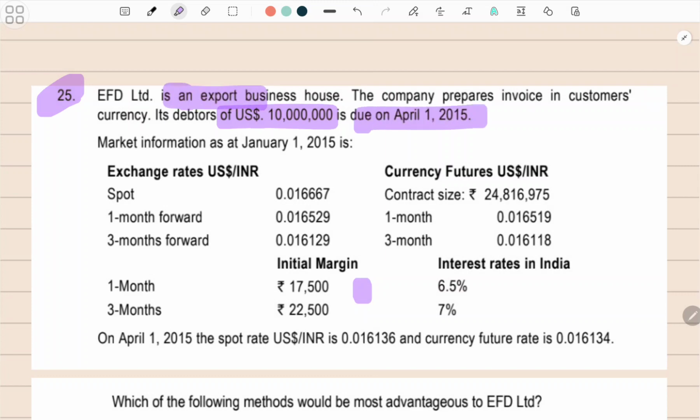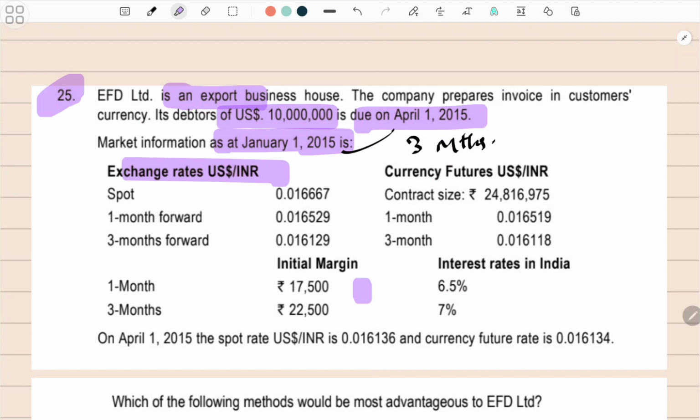Okay, it's an export house. The data, that is the receivable, is $100 lakh, which is due on April 15. The information given to you is January 15. So January, February, March. April you are not counting because it's 1st April. So it means 3 months. Okay. Now further, the exchange rate is given to you as dollar by rupee.